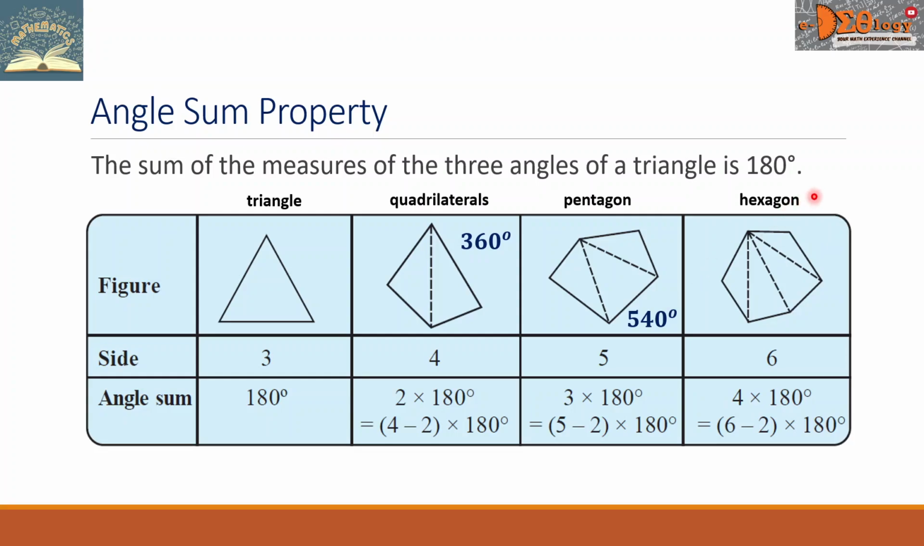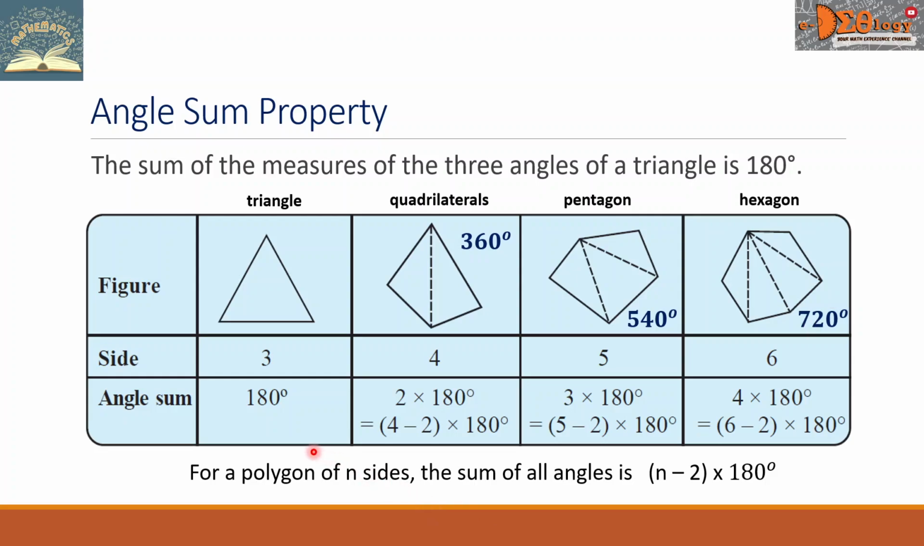What about hexagon? There are 6 sides. Our formula is 4 times 180 degrees. So the number of sides, which is 6, minus 2, multiplied by 180 degrees. And the product here is 720 degrees. Therefore, for the hexagon, the sum of angles is 720 degrees. In general, we say that for a polygon of n sides, the sum of all angles is n minus 2 multiplied by 180 degrees.